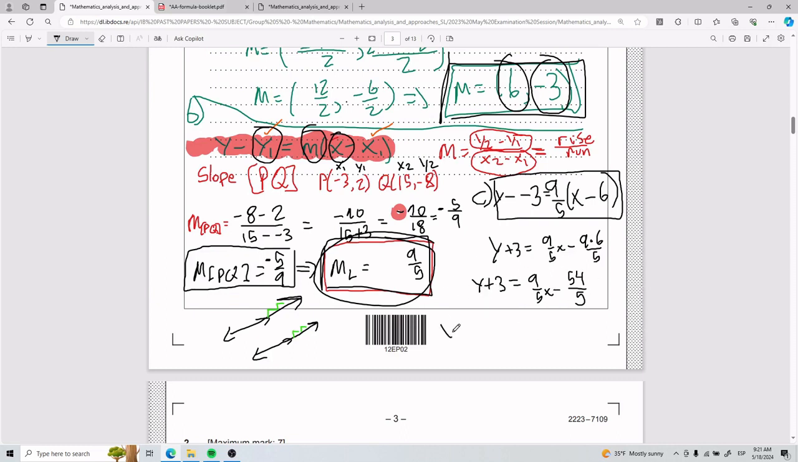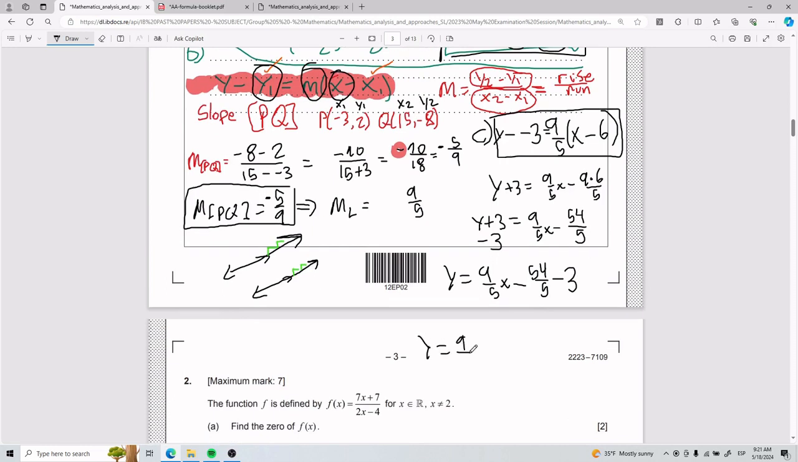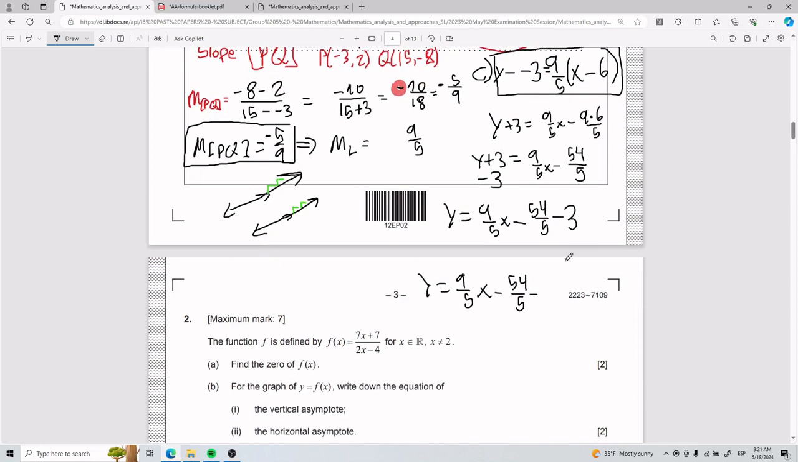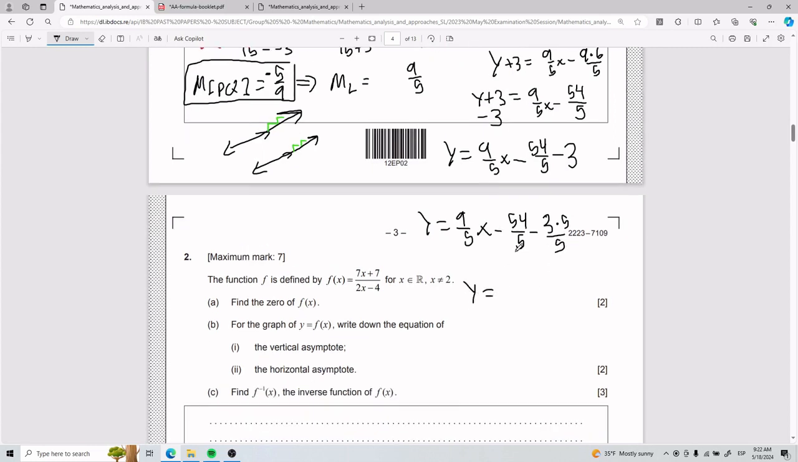So if we go all the way, you want to get y alone. You want to reach y equals mx plus b. To reach y equals mx plus b, you need to get y alone, so you can do minus 3 to both sides. That means you end up with y equals 9 over 5x minus 54 over 5 minus 3. Here you need to amplify by 5. So you end up with a 3 that is times 5 on the top and on the bottom. This allows you to combine the fractions. So 9 over 5x minus (54 minus 15) divided by 5.